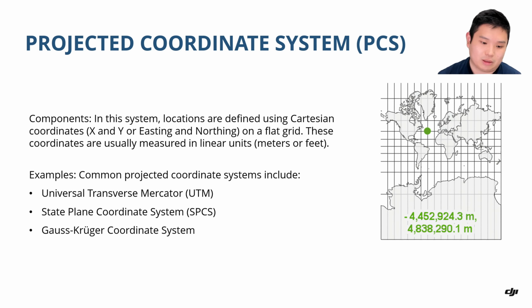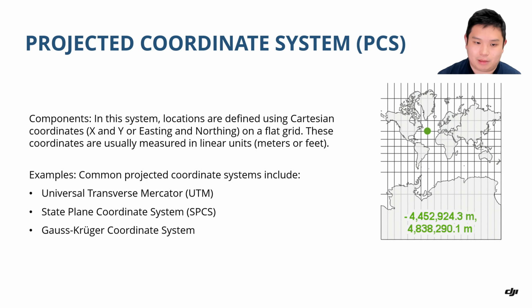It depends on which method you select from. These are the three major or common ones that we see in practical use. The first one is Universal Transverse Mercator, or UTM for short. The second one is the State Plane Coordinate System, SPCS. And the third one is the Gauss-Kruger coordinate system. These three are the most commonly used and practical methods when it comes to projected coordinate systems.